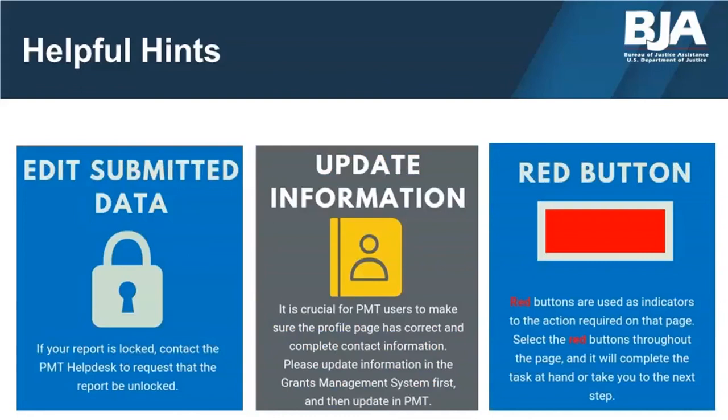If your report is locked, contact the PMT Help Desk to request that the report be unlocked. It is crucial for PMT users to make sure the profile page has correct and complete contact information. Please update information in the grants management system first and then update in PMT. Red buttons are used as indicators to the action required on that page. Select the red buttons throughout the page and it will complete the task at hand or take you to the next step.